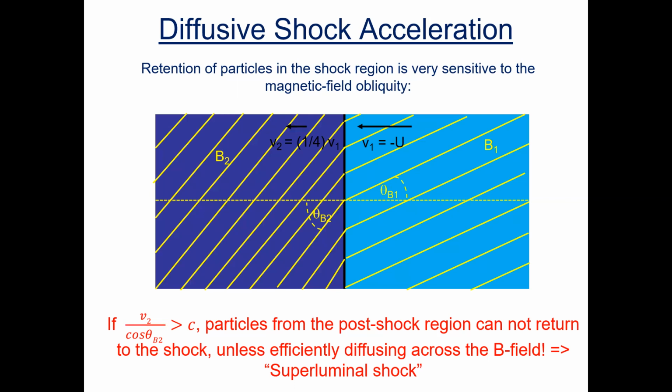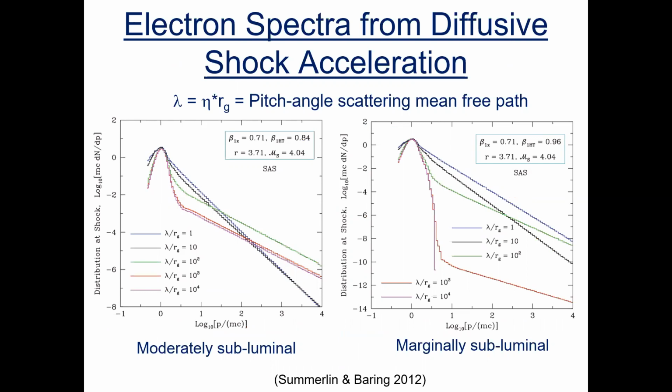So now my colleague Matthew Baring and student L. Summerlin have done a lot of these Monte Carlo simulations of this diffusive shock acceleration process. The main takeaway point here is that depending on the parameters, so how efficient it is to bounce particles back towards the shock front, and the obliquity, you can get very different particle spectra. You always have a heated thermal pool of electrons, but then the diffusive shock acceleration pulls particles out to an index that can be almost anything.